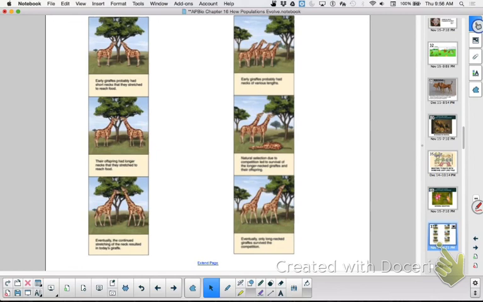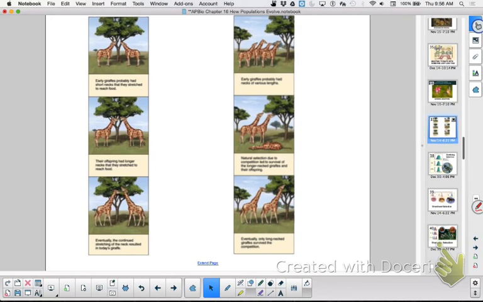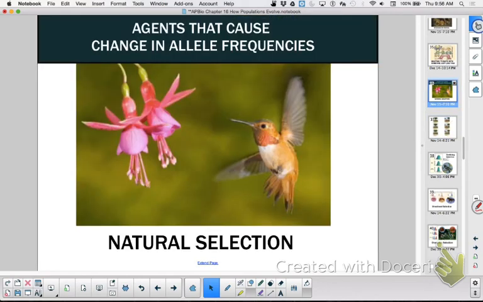Some phenotypes have a reproductive advantage. Their traits will be passed on while others will not. Natural selection is the foundation of Darwin's theory of evolution. Okay, and then I'm going to stop this right here.